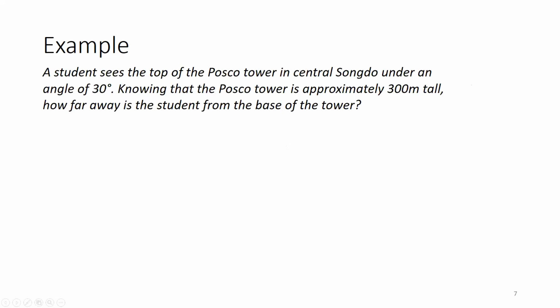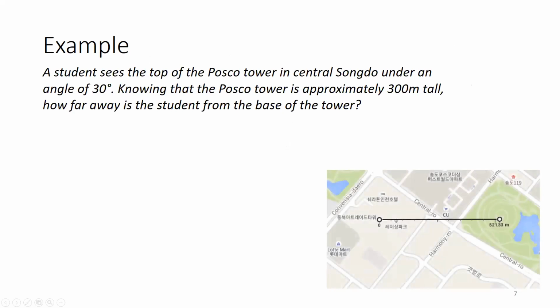Then the last problem is sort of a wordy problem. I will leave that to you to figure out. So here I will let you do this. So basically what we have is we are sitting in the park, somewhere in Songdo. We're sitting on top of the hill here, and we look at the POSCO tower in the next block. And we see the POSCO tower under an angle of 30 degrees.